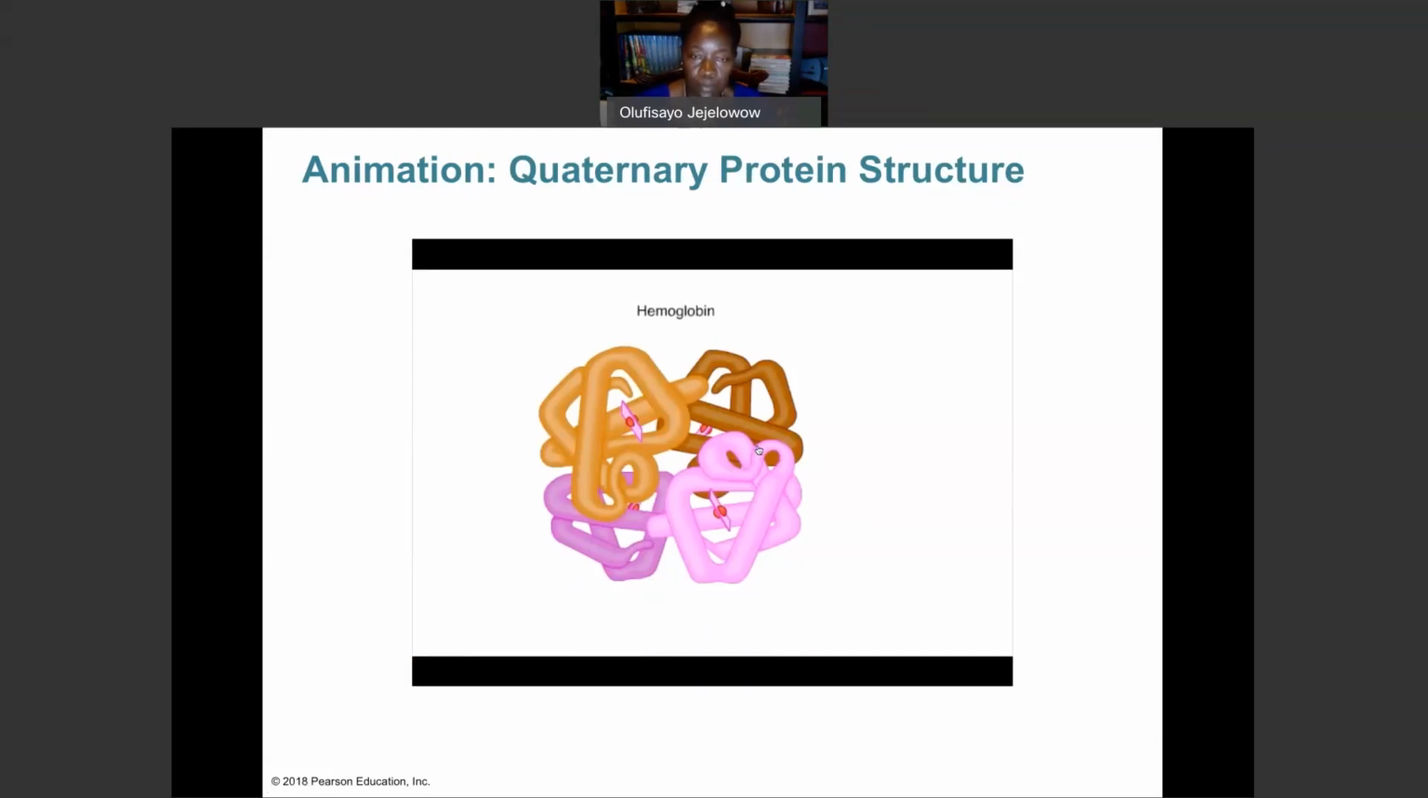Hemoglobin, the red oxygen-carrying protein of blood, is an example of a protein with quaternary structure. It consists of 2 kinds of polypeptide chains. 2 of each, a total of 4 chains, make up each hemoglobin molecule.